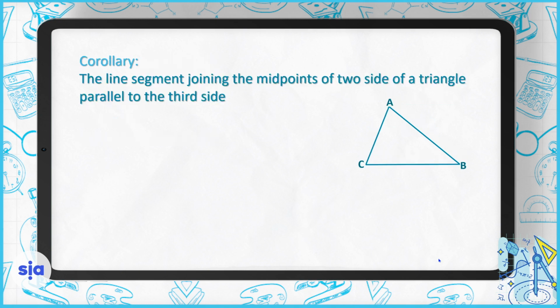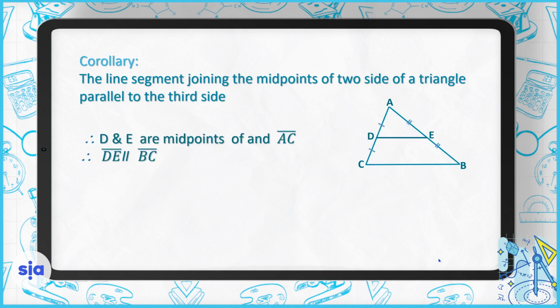Let's go and check this corollary. The line segment joining the midpoints of two sides of a triangle is parallel to the third side. As you can see here, as long as D and E are midpoints of AC and AB, therefore DE is parallel to BC. Let's now move to theorem number 3.